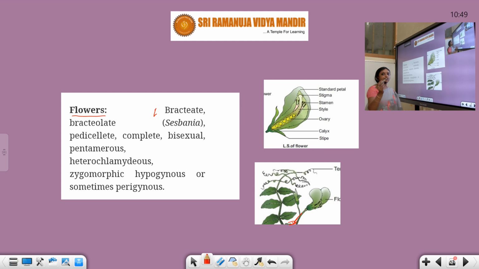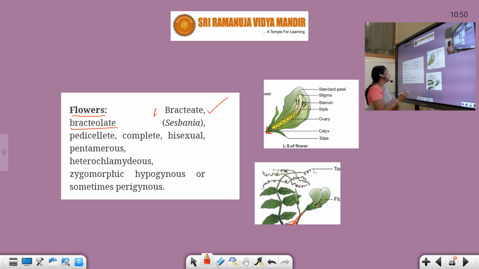And bracteolate, that means bracteoles. What are bracteoles? Bracteoles are present at the base of the calyx. So at the base of the calyx, if small scaly structures are present, that is called bracteoles. So in some plants we can observe bracteoles. Here it is not present. In Sesbania we can see. And pedicellate. Pedicel means the stalk of the flower.